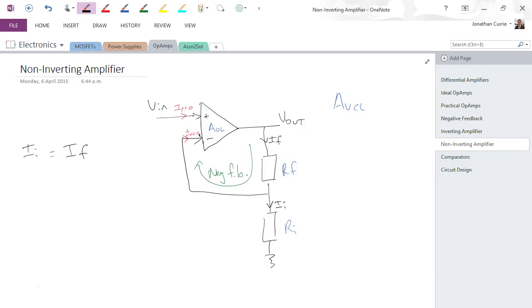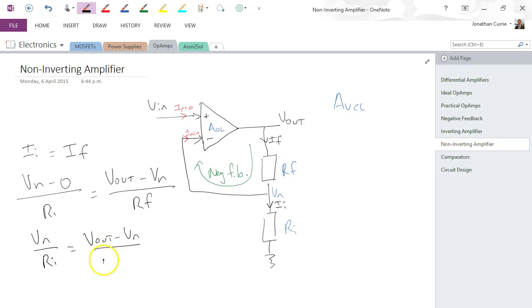So given that scenario, we can substitute in the known components for this configuration. The current II will be equal to Vn minus 0 to ground over Ri, which will be equal to Vout minus Vn over Rf. So we get the final expression here: Vn over Ri is equal to Vout minus Vn over Rf.